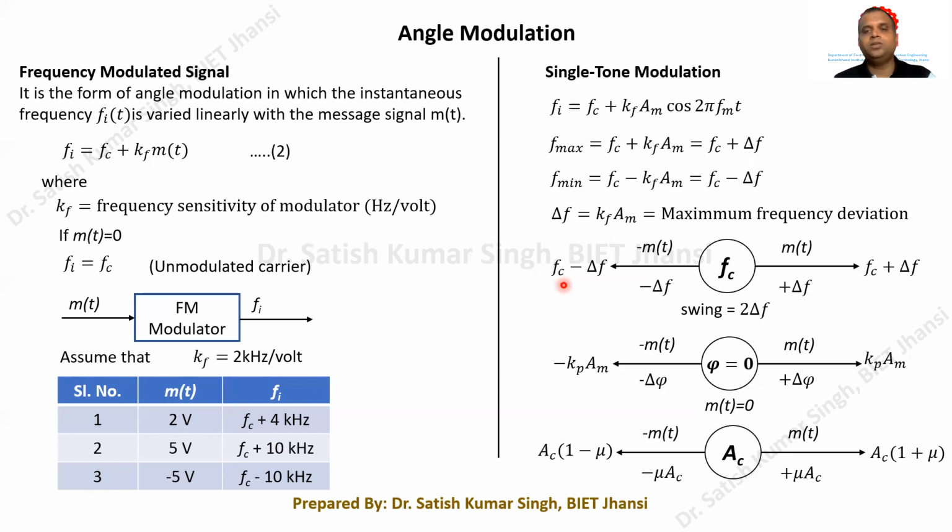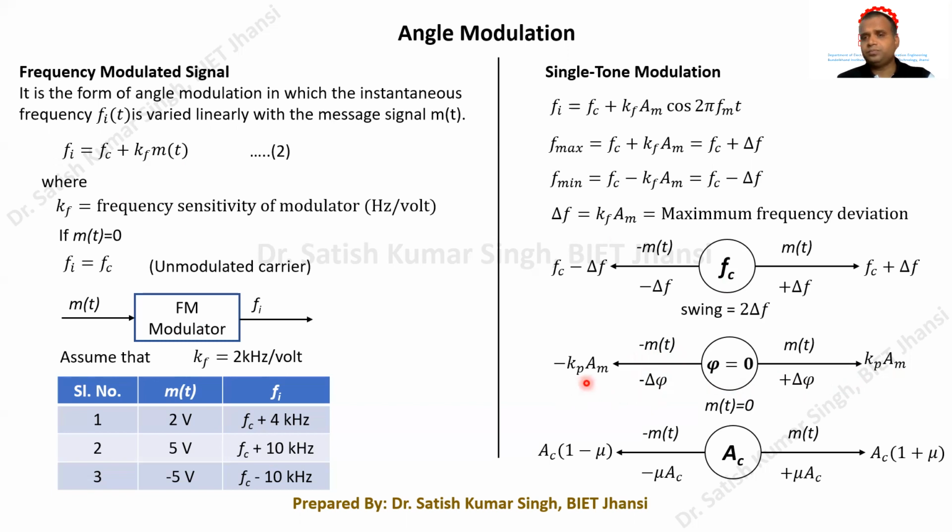In a similar fashion, you can observe this in the case of phase modulation. Suppose the initial phase phi equals 0 when the message signal is absent, that is, m(t) equals 0. If there is a positive value of m(t), there will be a net change in the phase denoted by delta phi, which we have already defined as kp Am. That maximum value is the phase deviation, equal to kp Am. If m(t) is negative, a negative phase deviation occurs, equal to -kp Am.